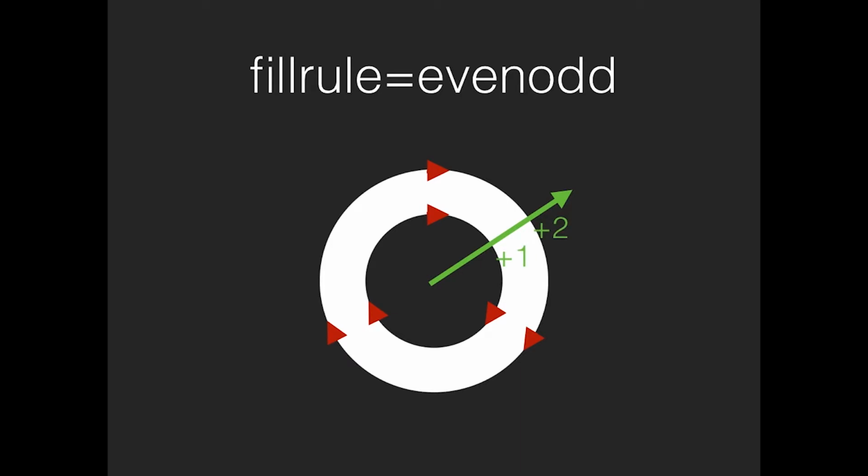So in this first ray, we cross two paths going from left to right. Therefore, our total is two. Now, in the even-odd rule, if our total is even, then we don't fill the pixel. Then the pixel remains transparent. And when the total is odd, the pixel gets filled. Therefore, it's colored. So if we do that for a different pixel, and we count again, first we cross a path going from the right to the left, so we subtract one. And then we cross two paths going from left to right, so we increase by two. So our total is one, it's odd, and therefore we fill that pixel in.